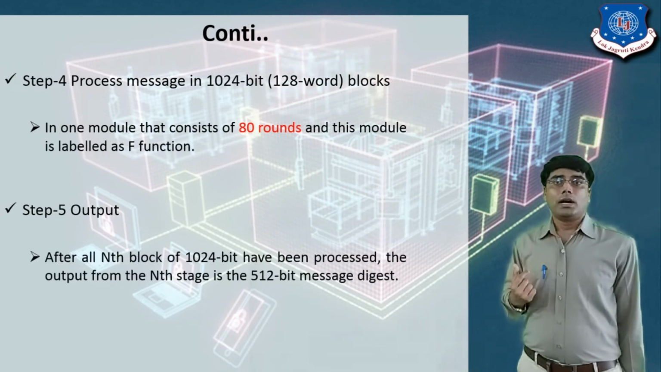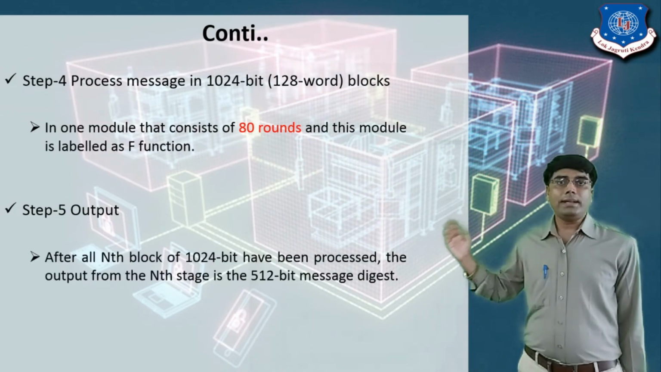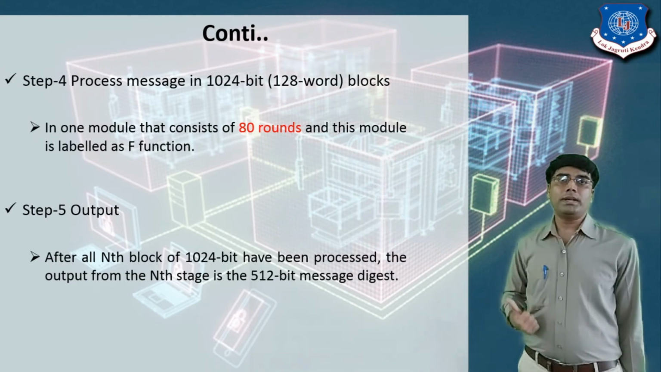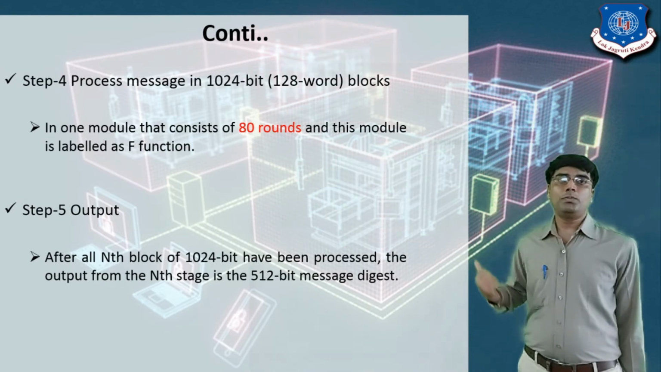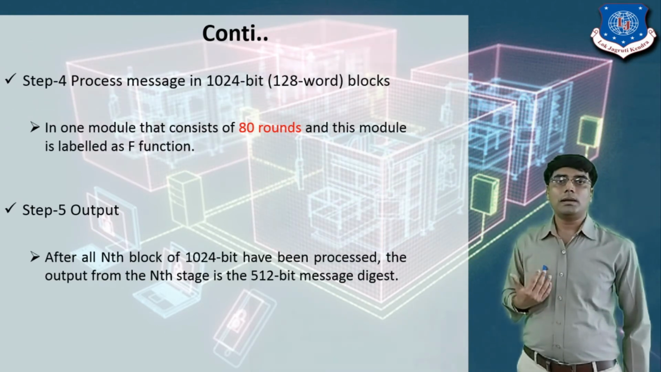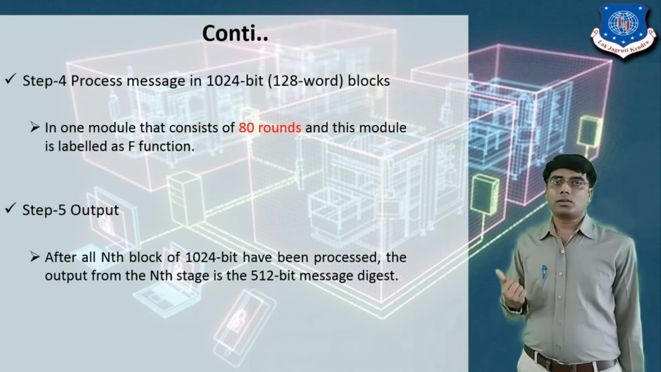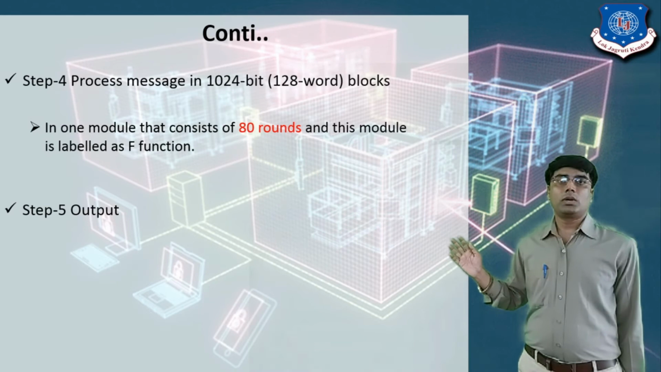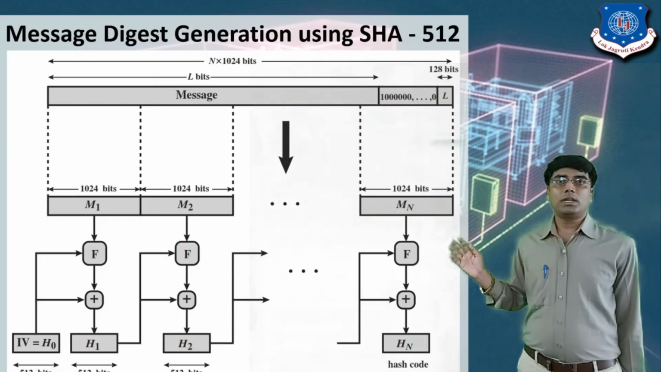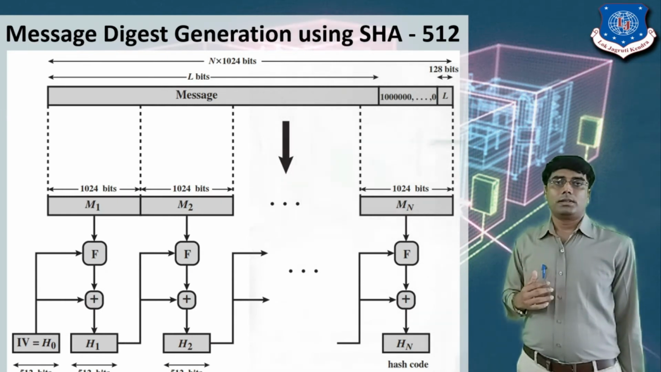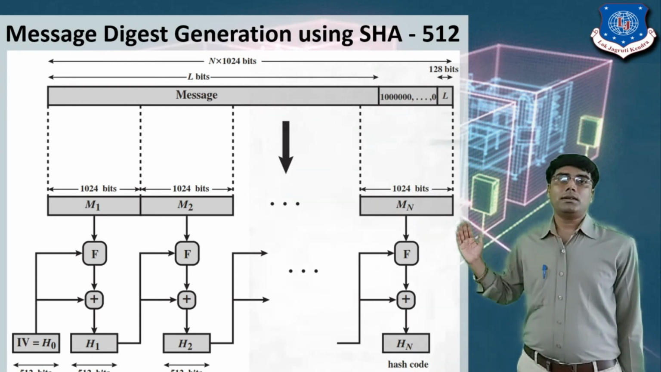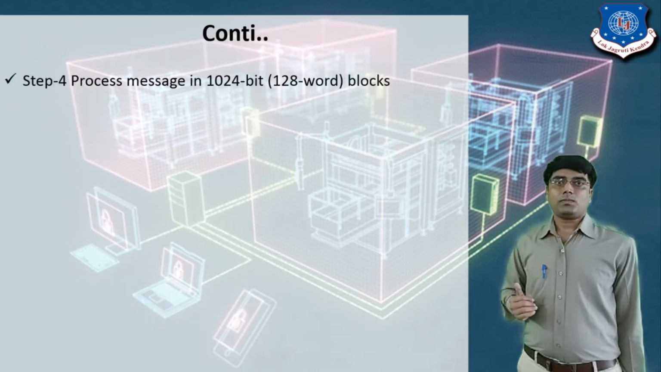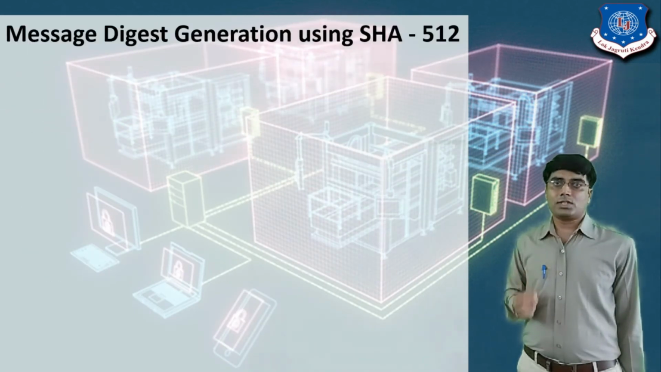And in step 5, it is output after all N blocks of 1024 bits have been processed, and the output from the Nth stage is a 512-bit message digest, or message code, or hash code, or hash value. So here you can see in this figure the total length of the message is N × 1024 bits, right? And after applying the function, it generates the hash value.